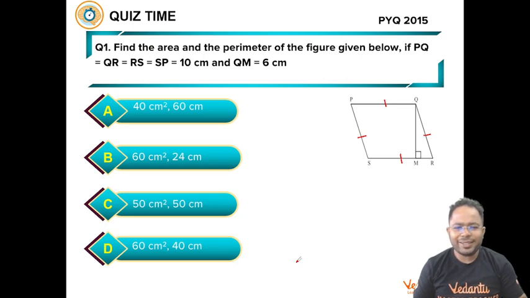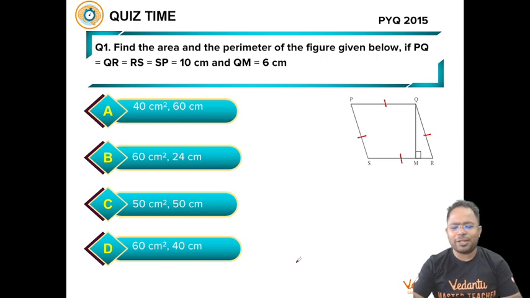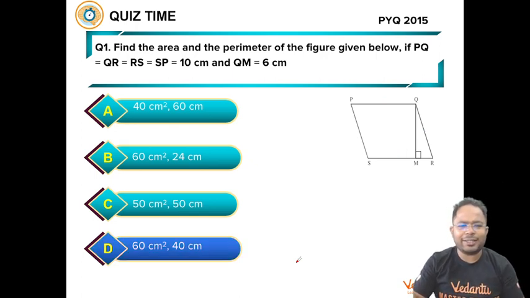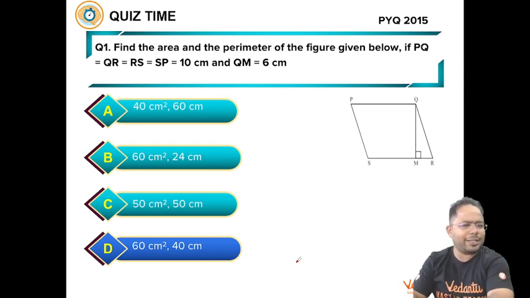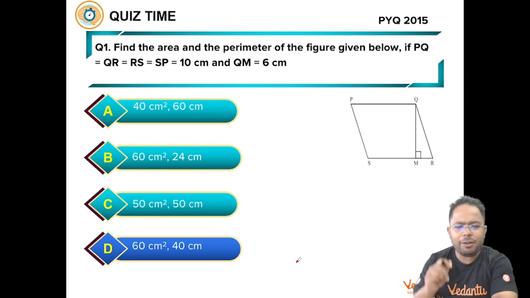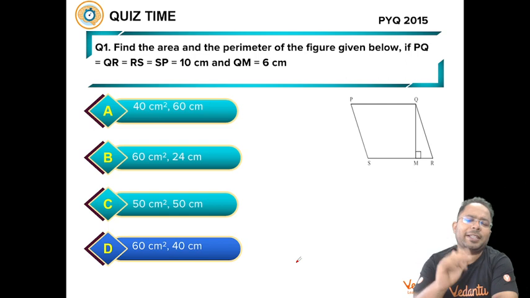All right. So I'm hoping that you have got the answer and you have written it in the chat box. So let's look into the answer. Yes, the D option is absolutely correct. That is, area is 60 centimeter square and the perimeter is 40 centimeter. Now students, one thing I would like to say: if this question comes and you look into the options, you can get the answer in 5 seconds.